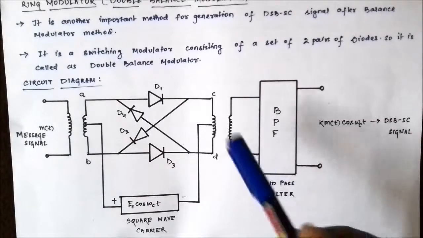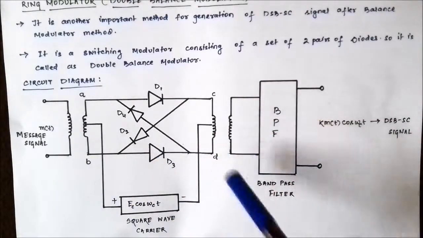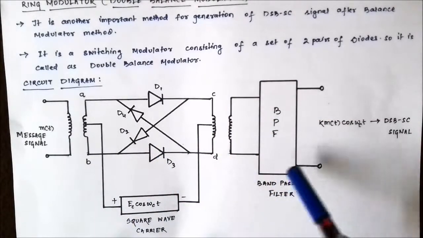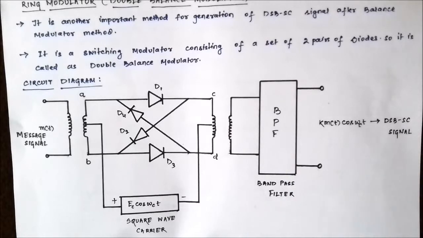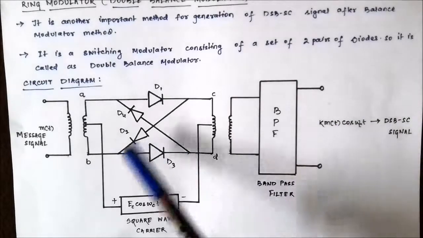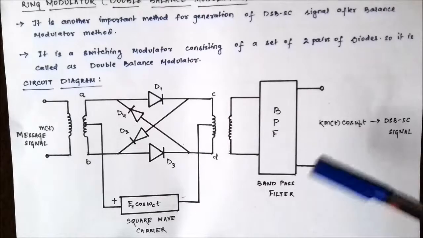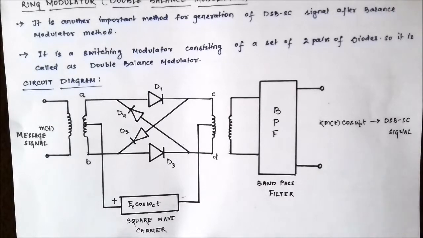So you can take a screenshot of this part, or you can draw this diagram roughly, so that when I discuss the mathematical description of how the DSB-SC signal is generated, it will be easier for you to understand. So please pause the video, draw this diagram roughly, or take a screenshot of it.